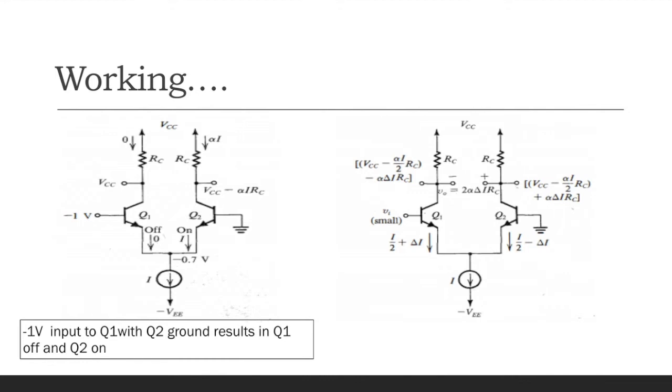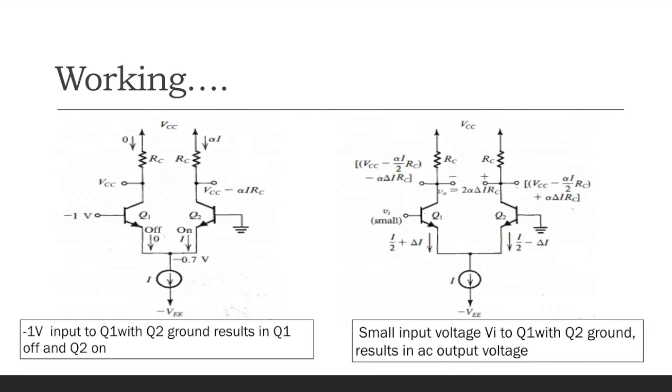If a small voltage is applied to Q1 with respect to Q2, and Q2 is grounded, so basically a small difference voltage is applied between Q1 and Q2, then this small voltage will increase the current flowing through Q1, and the current flowing through Q2 will decrease by the same amount, and we'll get an amplified AC output voltage here. We'll discuss this circuit in detail in the AC analysis of the differential amplifier.